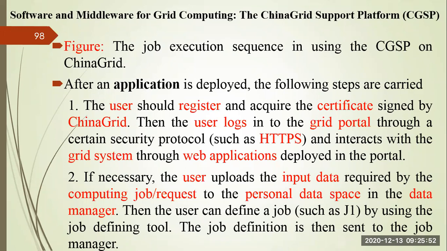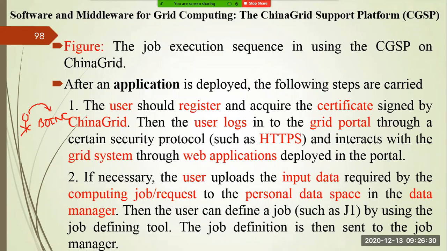So the first step, what will happen? The user should register. As a user, you have to register, like if you remember, as a user you register with the BOINC portal, right? The very first step, you register as a user and acquire the certificate signed by the China Grid, because you have to prove that you are a genuine user. You will not misuse the computational resources. For that, you need to acquire a particular certificate from the China Grid, which shows that you are an authorized user to access the China Grid.